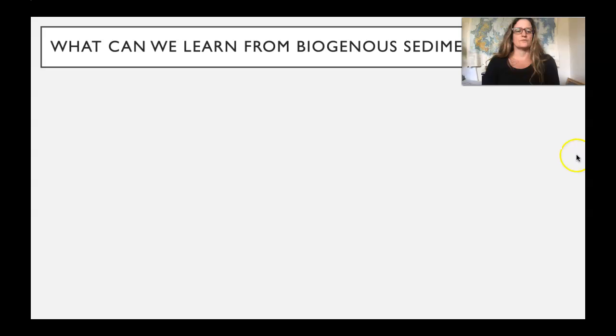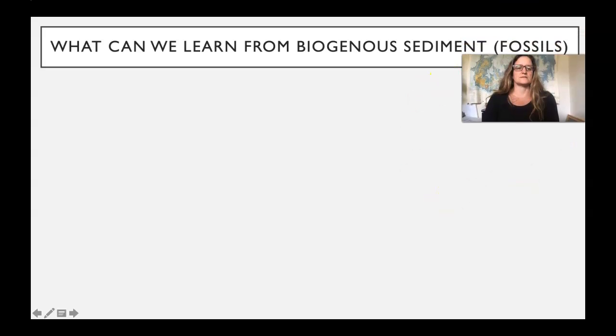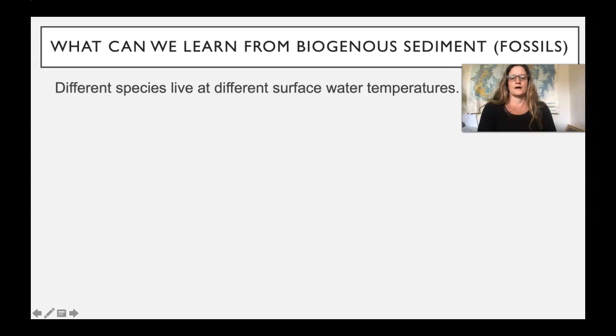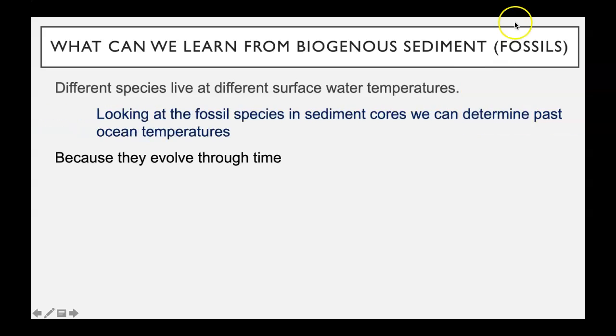What can we learn from these biogenous sediments? So again, they're fossils. They're a record of the history of the ocean and the biological activity. They also are going to live at different temperatures. So if we find these fossils, we can use it as a proxy to state the paleotemperature, the temperature of that environment.